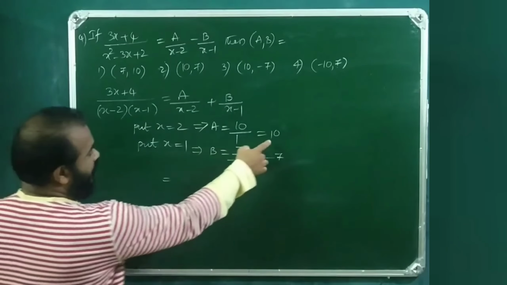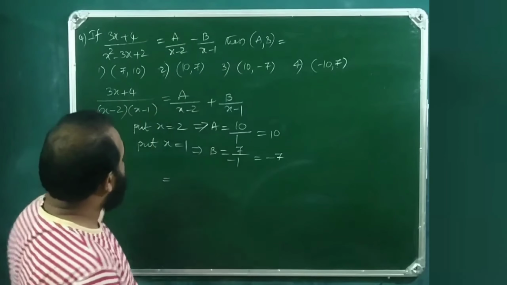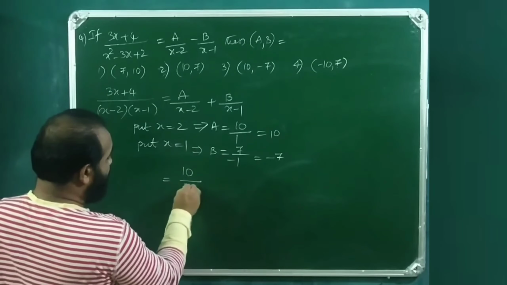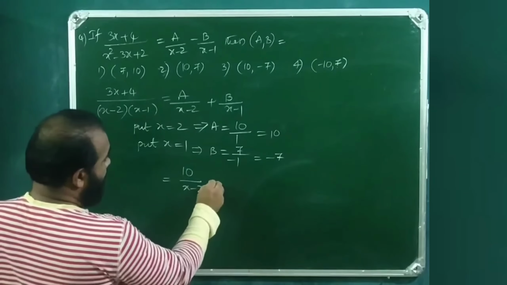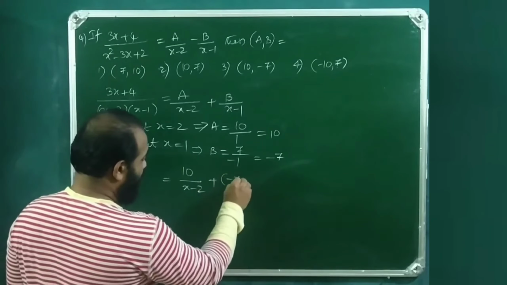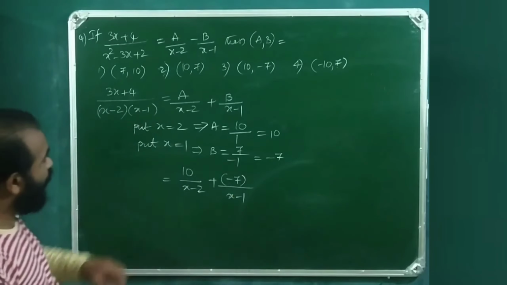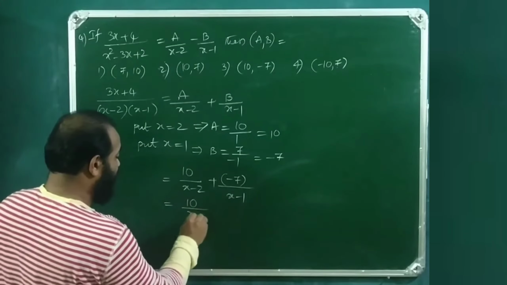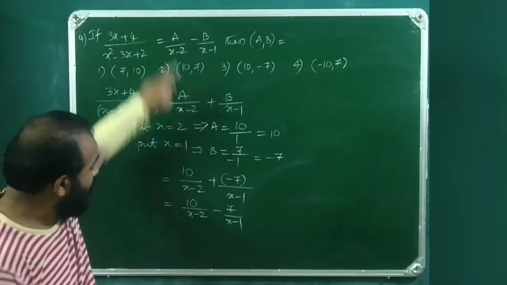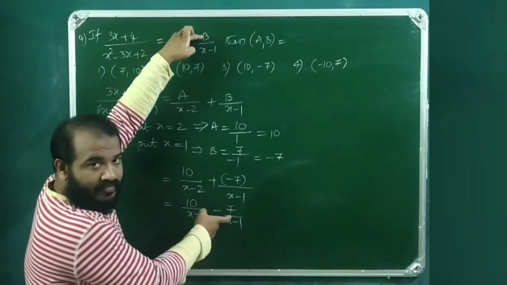a is equal to 10 and b is equal to how much? So this is equal to, a value is 10, 10 by x minus 2 plus b is equal to minus 7 by x minus 1. Now if you equate this, 10 by x minus 2 minus 7 by x minus 1, in the place of a, you will find 10. In the place of b, you have 7.